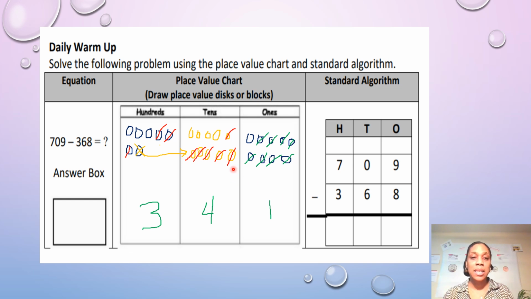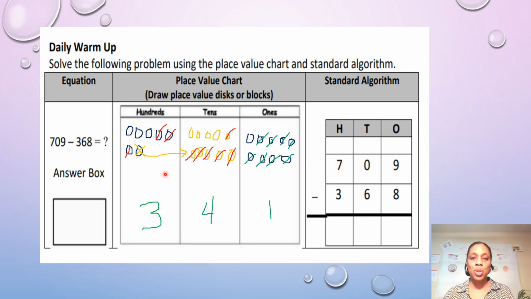Next, I had to look at the tens. When I first got to the tens, I had 0 tens, but I needed to take 6 away. Therefore, I had to unbundle 100. When I unbundled 100, I made 10 tens. 10 tens minus 6 tens left 4 tens.